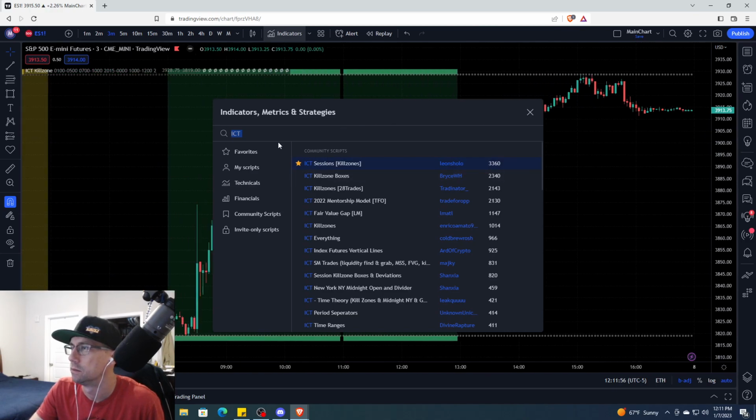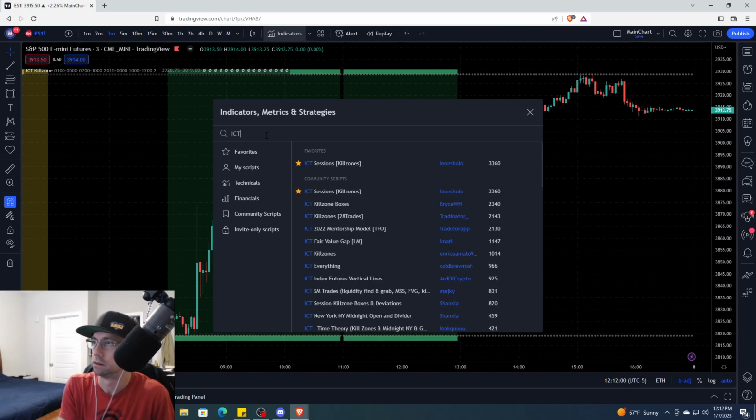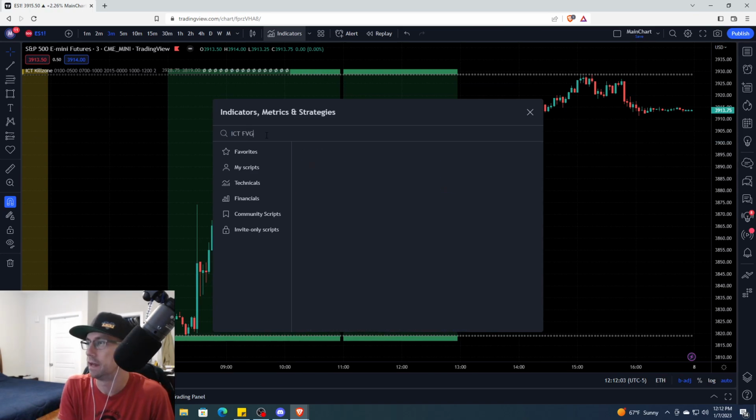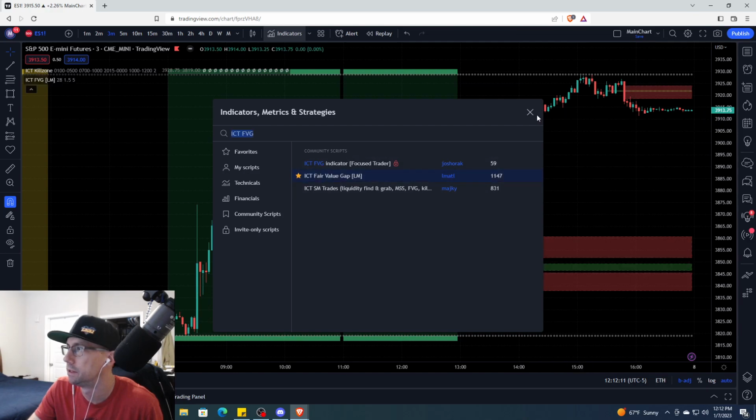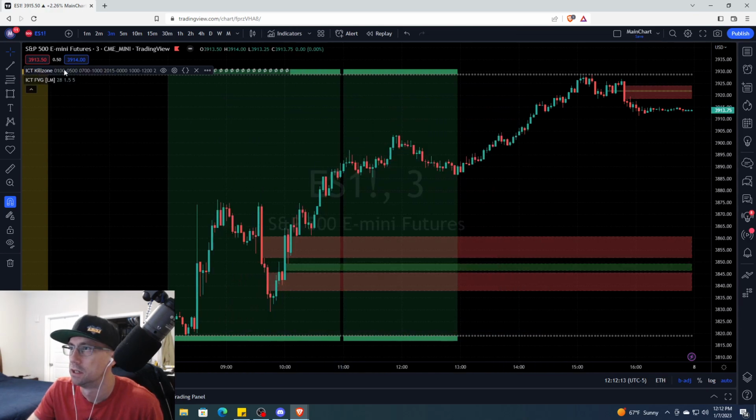And then we are going to look for ICT fair value gap, and it's by this LM, and you're going to want to do the same thing right here. Give it a little favorite, and then there you go. I'm not going to change this kill zone one at all. I'm going to leave it just as it is, but you can change it.